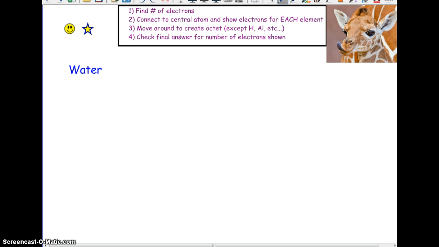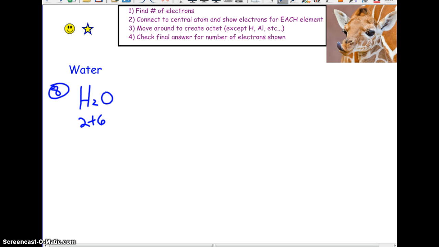Alright, here's how you do Lewis structures. First example, let's take water. Water's formula is H2O. We need to find out how many electrons there are. Hydrogen has 1 each, and there's 2 of those. Oxygen has 6 each. 6 plus 2, there's going to be 8 total electrons.